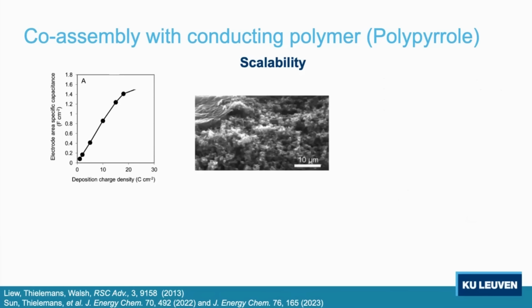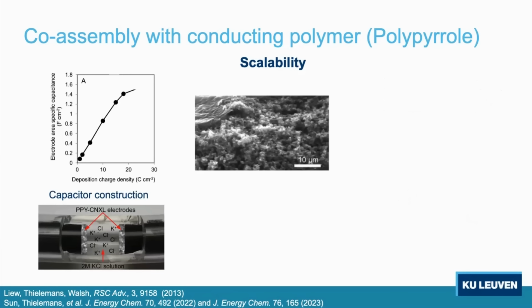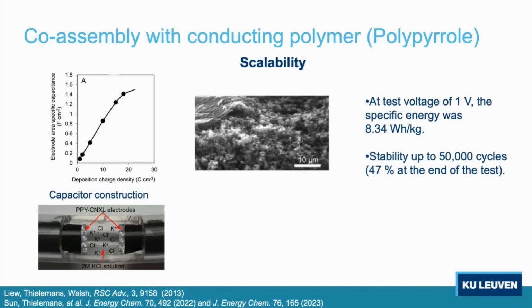We can actually make thicker electrodes, so you can create relatively thick electrodes, which still have the same properties, which is something you cannot really do with metal oxides. If your electrode gets too thick, it doesn't work anymore. And then if you make your supercapacitor, you get close to 10 watt-hours per kilogram, which is kind of where you need to get to become interesting commercially.